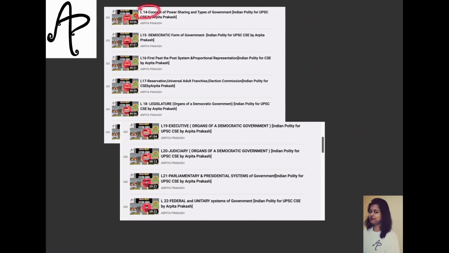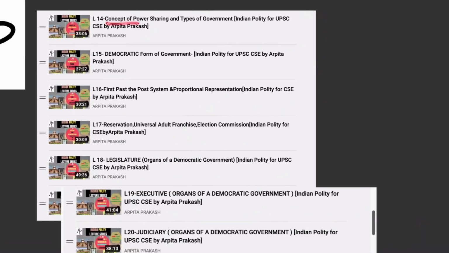Firstly, lecture number 14 you have to do, which talks about the concept of power sharing and types of government, because it is here in the types of government that I have explained the different types, including your parliamentary, federal, and how the legislature, executive, judiciary are divided. So broadly you will have to understand this. Democracy, for the timing, if you want you can skip, not very important for this topic, but definitely the pillar of everyone. So if I have to very firmly say, lecture number 14 has to be done at any cost.